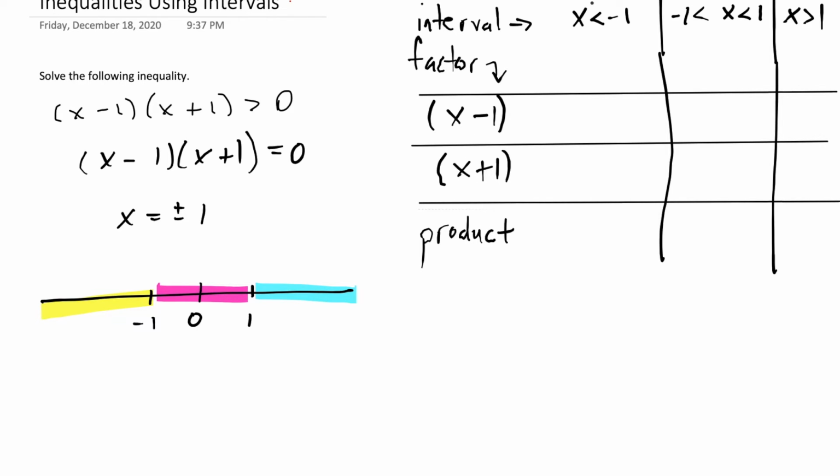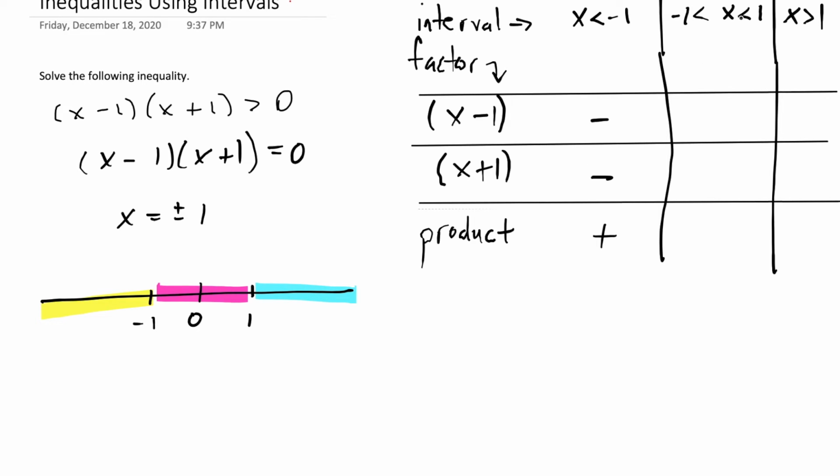So what I do is I look for a value that's less than negative 1, so something like negative 10, and then I substitute negative 10 here for x. So I get negative 10 minus 1, which is a negative value, so I make that negative. All I'm interested in is whether it's greater than or less than 0, right? So I don't need to know the value, I just need to know the sign. Negative 10 plus 1 is still negative. Negative 10 plus 1 is negative 9. And then when I multiply two negatives, I get a positive. So that's the product of these signs.